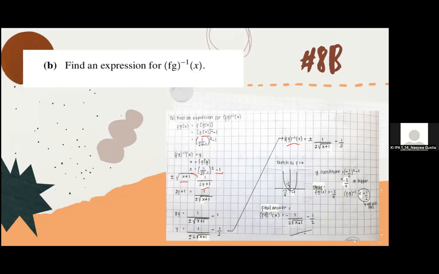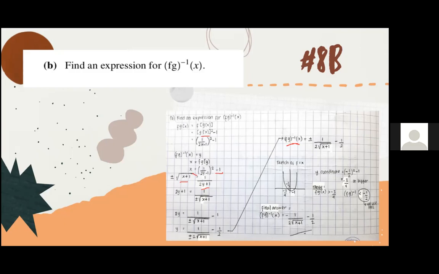Okay, so we can change the y back to fg inverse of x. fg inverse of x equals to 1 over plus minus square root x plus 1 minus 1 over 2. So now how do we determine the positive or the negative? The domain of fg of x will be based on the g of x. So x will be less than negative 1 over 2.